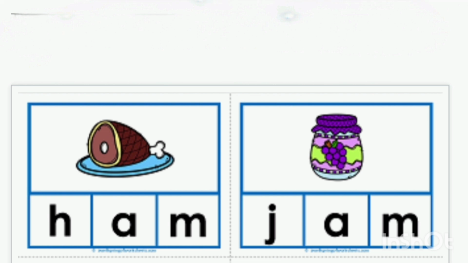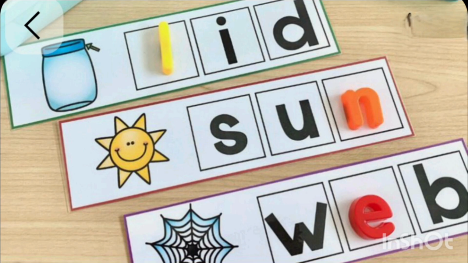Next is ham, ham, jam. This way, give them guided reading where they look at the picture and break down each individual letter sound and learn to read. Once they learn to read CVC words, I will add one more challenge. See, this is an activity where I have given them a little bit of a challenge.